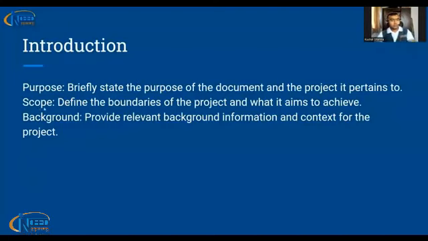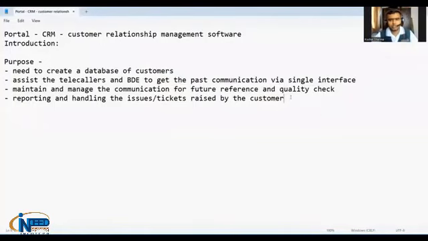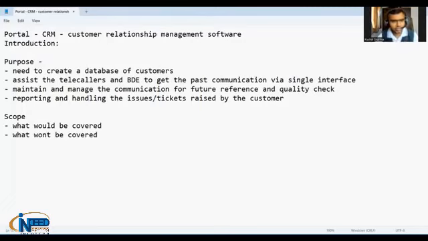Okay, now scope and background. Define the boundaries of the project, what it aims to achieve. So again, it is a time consuming task, it is not something immediate, but still I'll try to put some pointers over here. Okay, now scope. Scope basically covers what would be covered and what won't be covered. Okay, so both the things need to be written. So what would be covered?